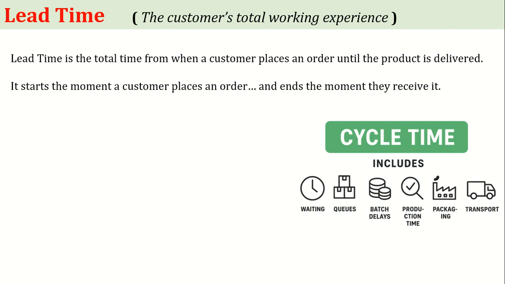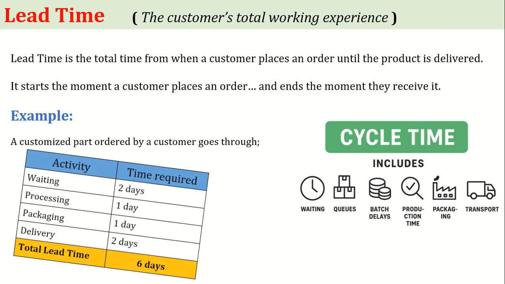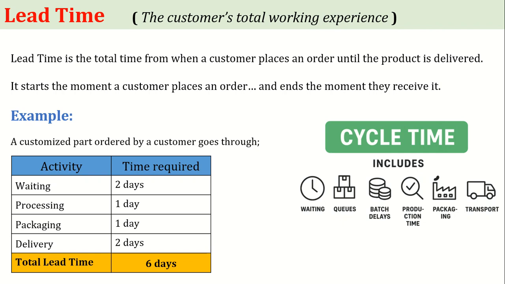Let's review a detailed example. As a customer, you ordered a customized part. The total lead time is determined by the sum of all steps required to deliver the final product. In this case, the order spends 2 days waiting in the production queue, followed by 1 day of actual processing. After processing, it takes another day for packaging, and finally 2 more days for delivery to your location. Adding all these stages together results in a total lead time of 6 days.